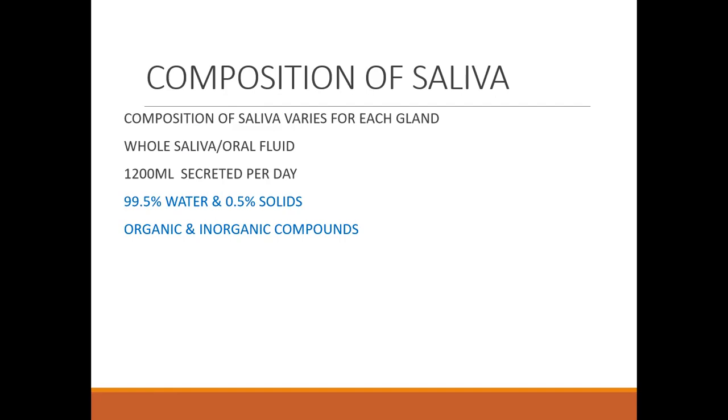Now, the major contribution to this 1200 ml is by the submandibular gland. 60% of the saliva secreted by all the glands is due to the submandibular gland, whereas the rest of the 40% is accounted for by the parotid, followed by the sublingual and minor salivary glands. So the major contribution of saliva comes from the submandibular gland.